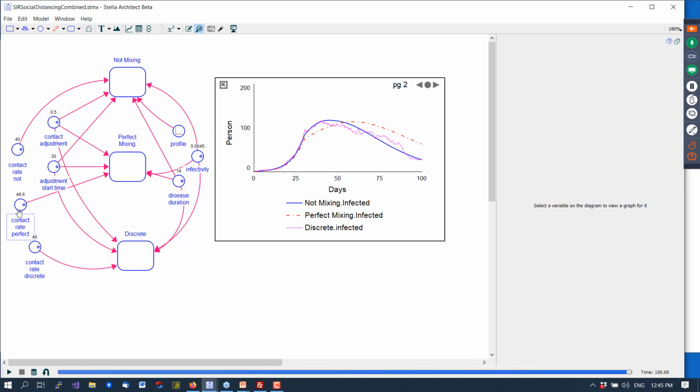But one of the most interesting things to note here is the contact rate I had to assume to get these things to match up was 48.6 for the perfect mixing model, but only 40 for the discrete and the not mixing model. And what that means is that if you're making the assumption of perfect mixing, you end up having to distort the basic parameters of the model in order to get the two curves to work together, which in and of itself is not usually an issue.